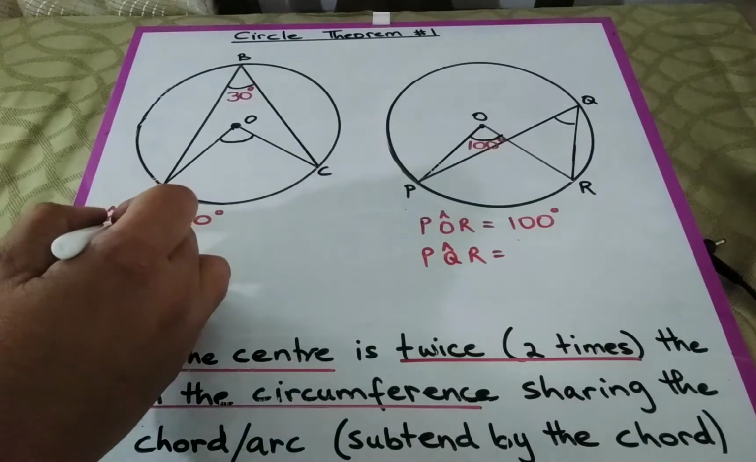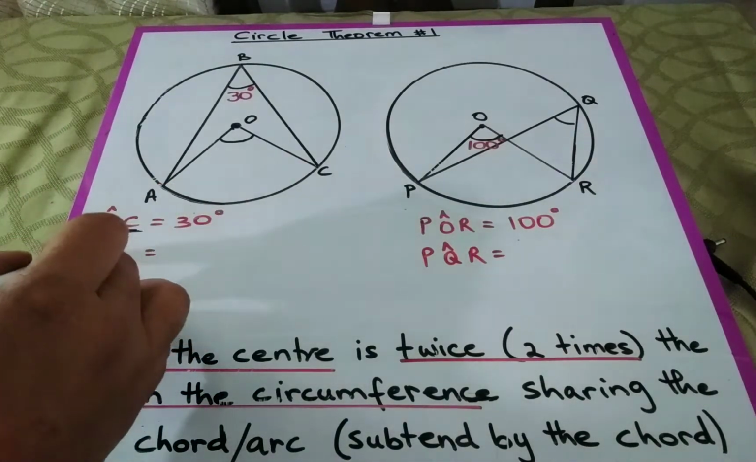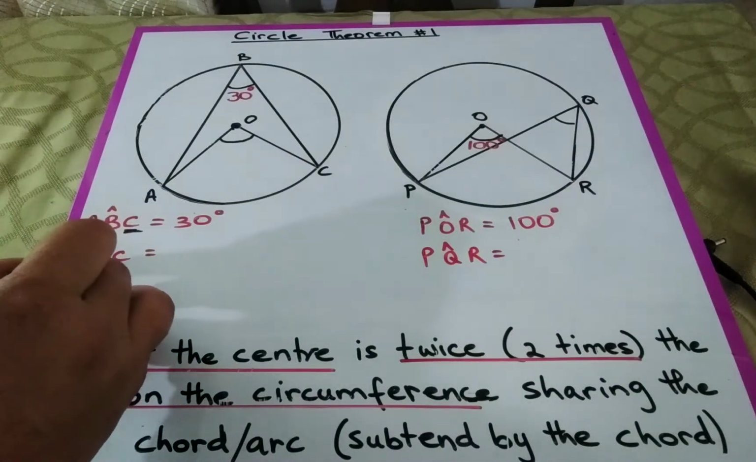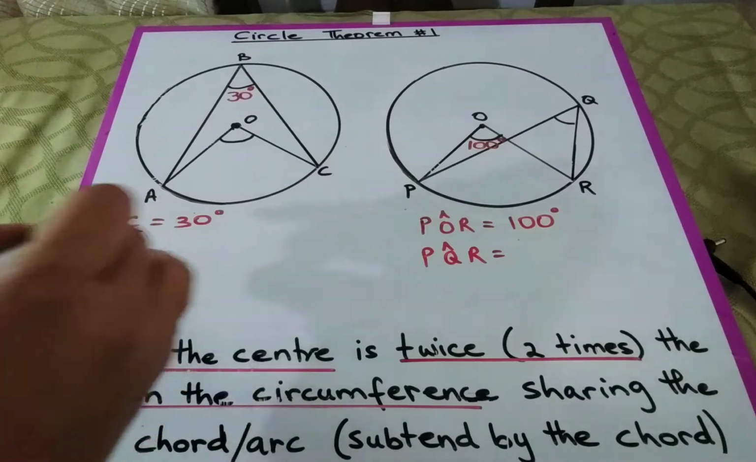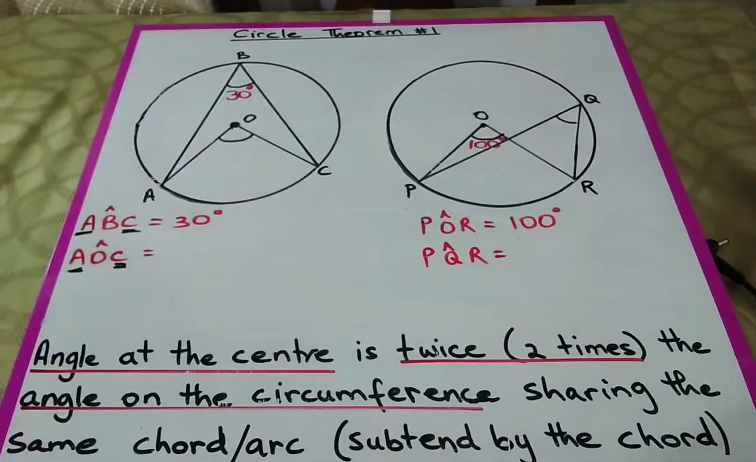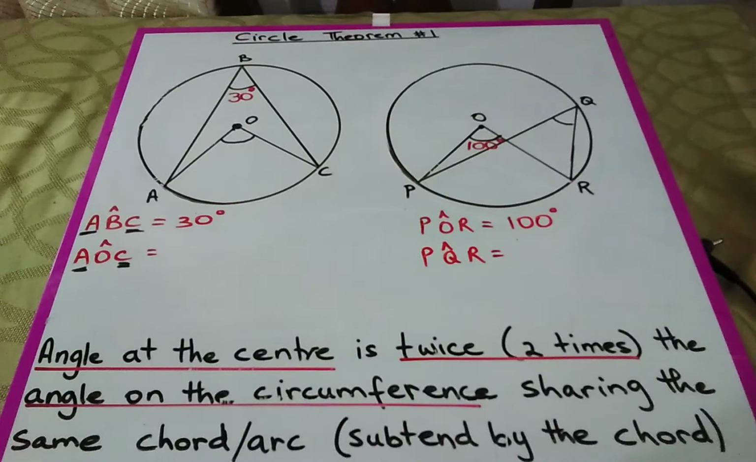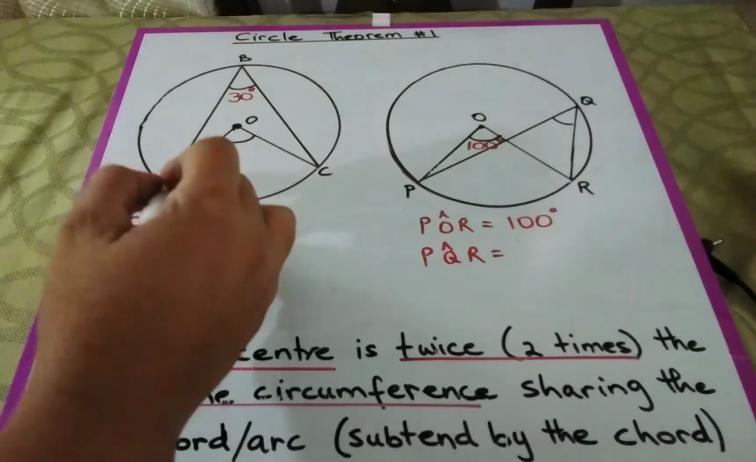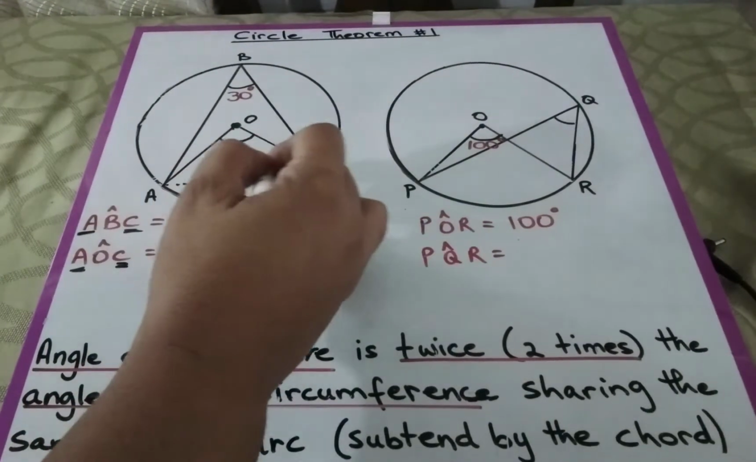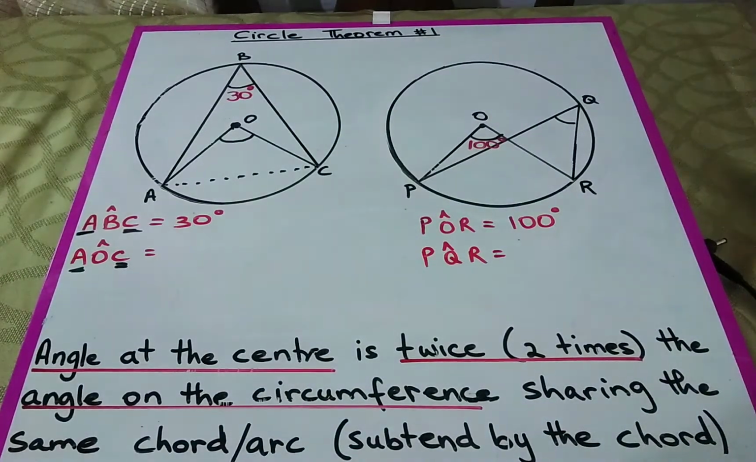Notice it starts with A, ends with C. And we need to find AOC. It starts with A, ends with C. That's an indication that they're sharing the same chord or the same arc. You may be saying, where is the chord? It's kind of invisible. The chord is right there.